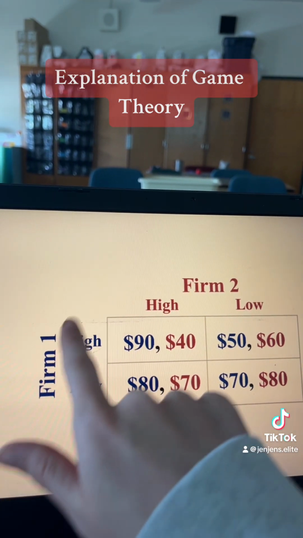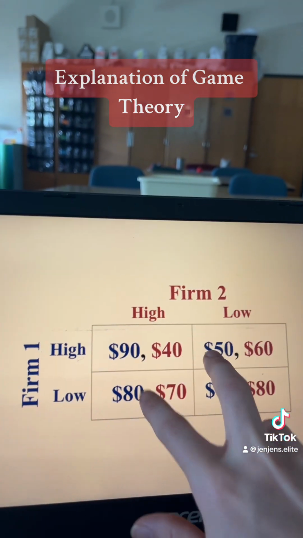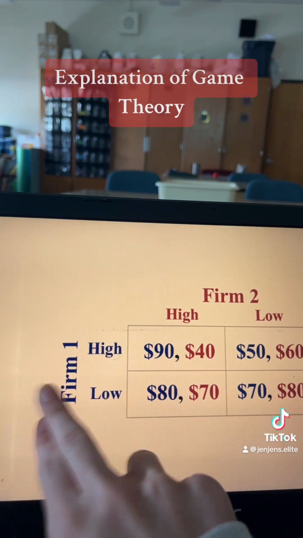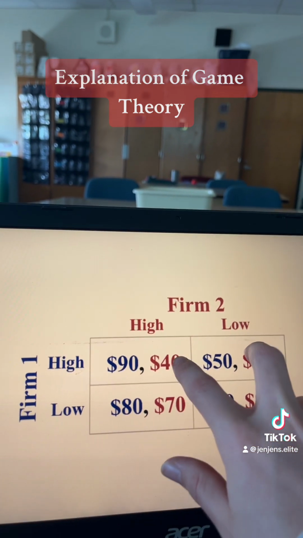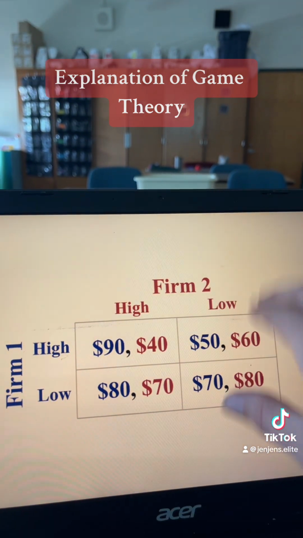Also, the numbers on the side are always going to correlate with the firm to the left, and the numbers on the right are always going to correlate with the firm on the top.